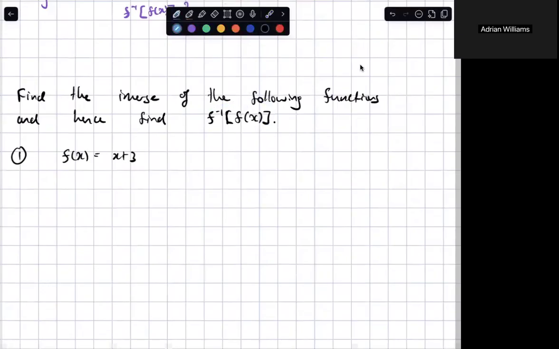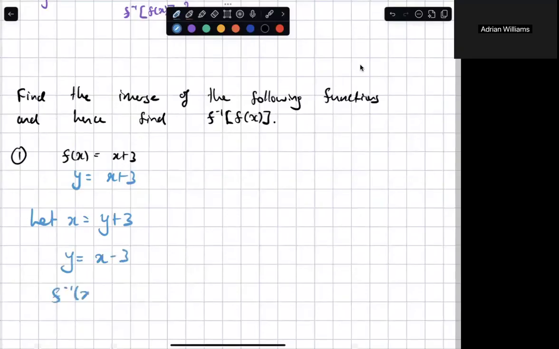So you'll notice here in this particular question, it's almost like I've got y equals x plus 3. To go and find my inverse, I'm going to switch the input and output. So I'm going to let x equal y plus 3. Rearranging, I'm going to end up with y is equal to x minus 3, and that is my inverse function there. It is x minus 3, okay?